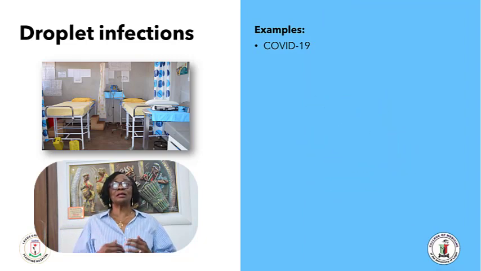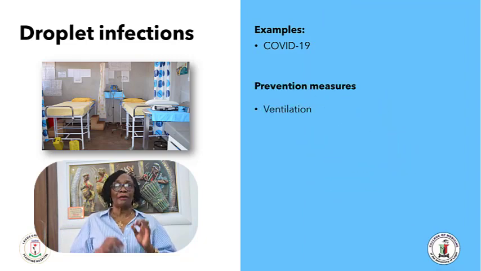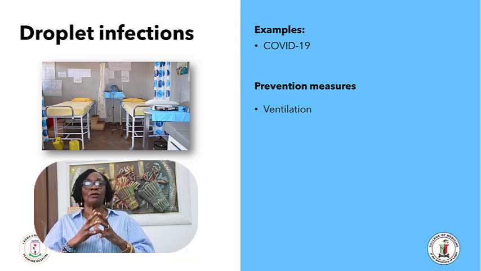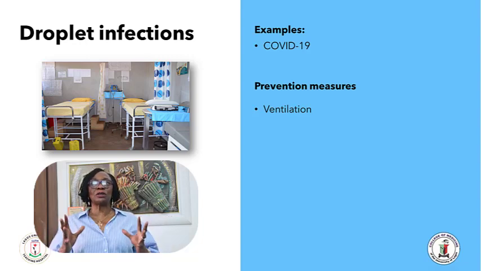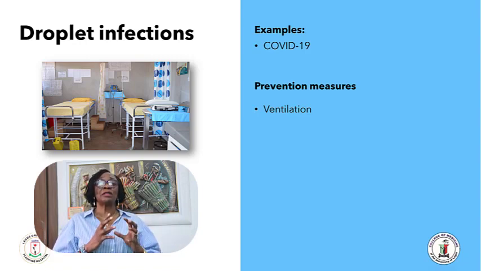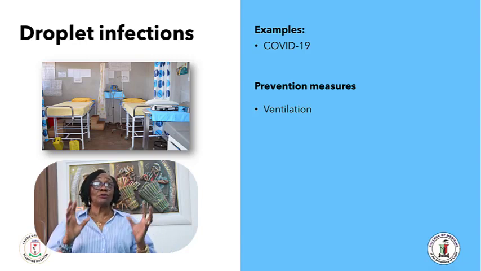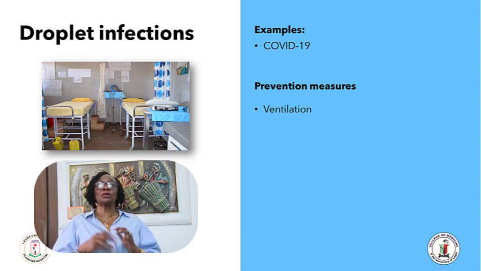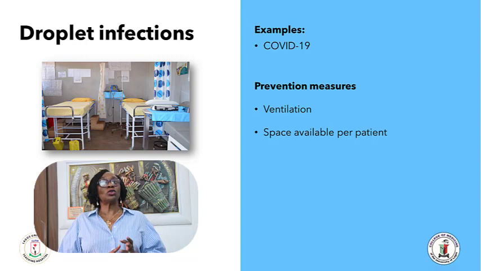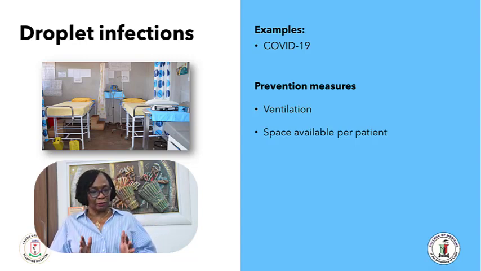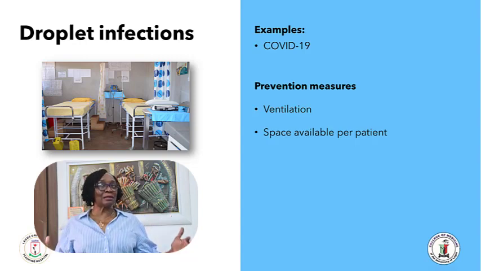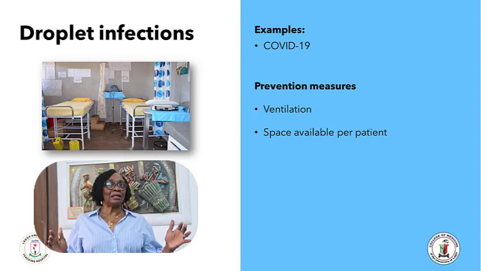So what are the things that are important? Ventilation, because if the windows are open, as these droplets come out, they're diluted by fresh air coming in and out. So one of the things you really want to ensure is that windows are open so that you have these aerosols diluted. You also want to ensure that the space between babies is at least 1 meter. At least. If you can make it 2 meters, that would be even better.